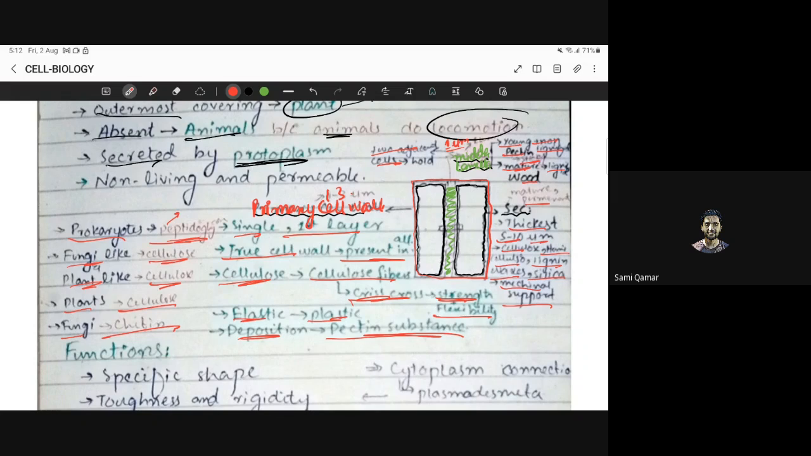And in prokaryotes, it's peptidoglycan, also known as murein. Okay, murein. I hope you got it.